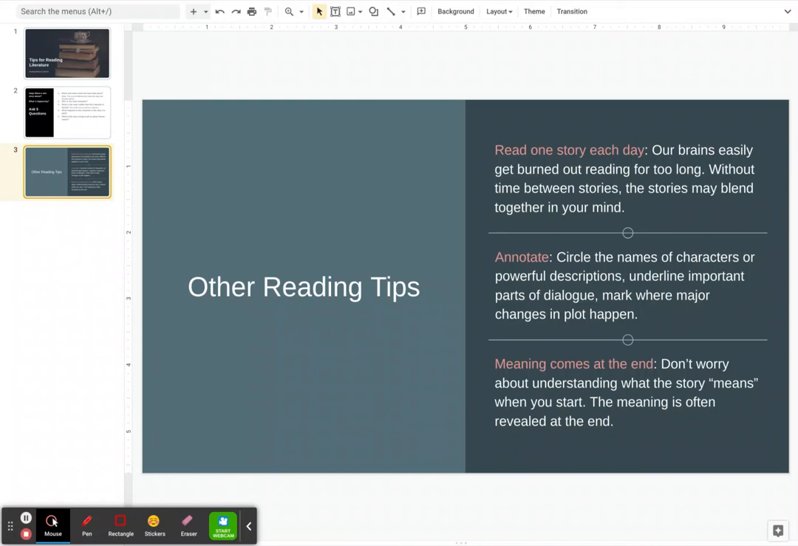This is unlike essay writing or reading a newspaper, where the meaning of what the article is about is going to be clear right in that first paragraph. Realize that this is not going to happen with stories.